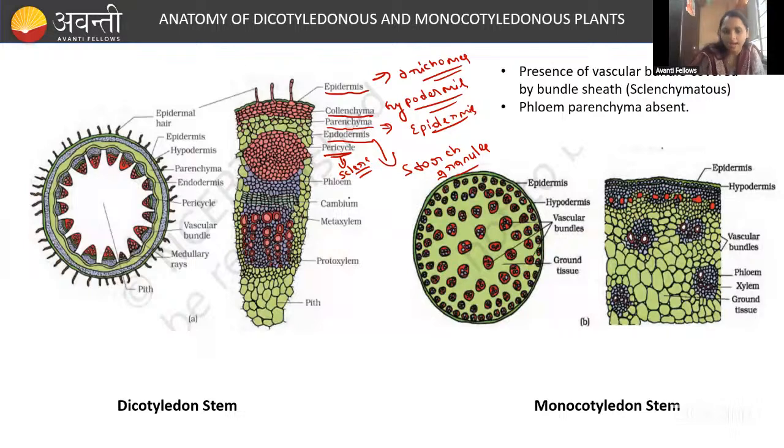After that pericycle, you can see the phloem and the xylem arranged in the form of conjoint open. Vascular cambium is there. Here you can see the phloem is there, xylem is there, and between them the vascular cambium is there. So that's why we call it conjoint open. You can go through this.